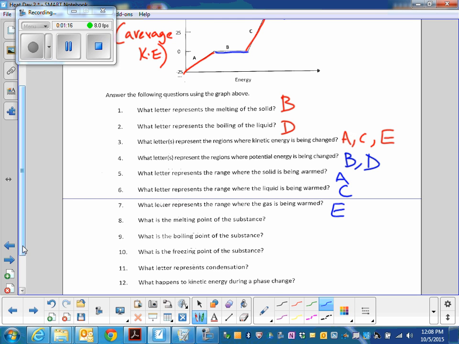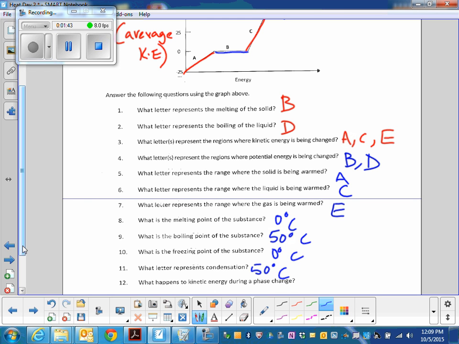What is the melting point of the substance? 0 degrees Celsius. What is the boiling point of the substance? 50 degrees Celsius. What is the freezing point of the substance? It's 0 again. What represents the condensation point? 50 degrees Celsius. What happens to kinetic energy during a phase change?